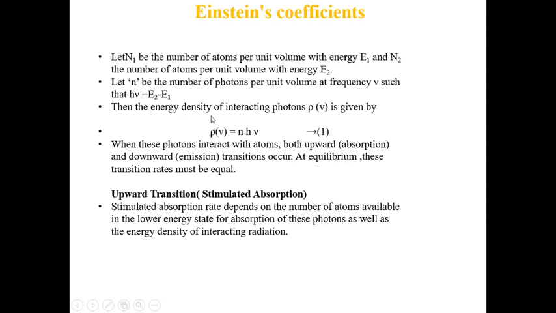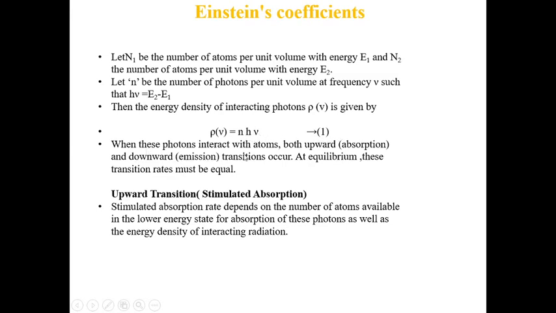Then the energy density of interacting photons, rho of nu, is given by rho of nu equals N h nu, equation number 1. So the energy density equation is normally represented like this. Energy density means the number of photons in unit volume, N, times the energy of each photon, h nu. That is equation number 1.